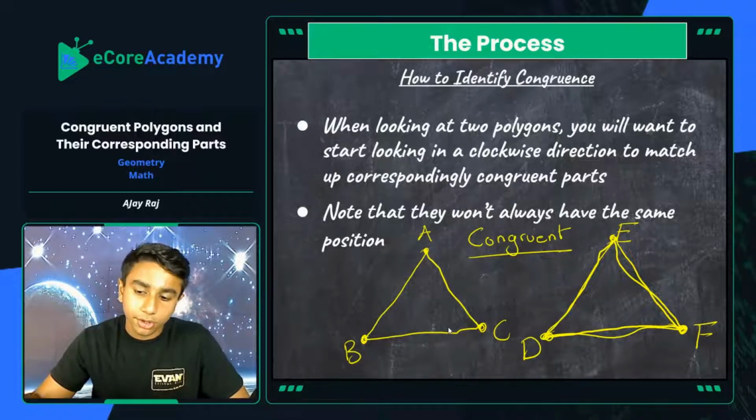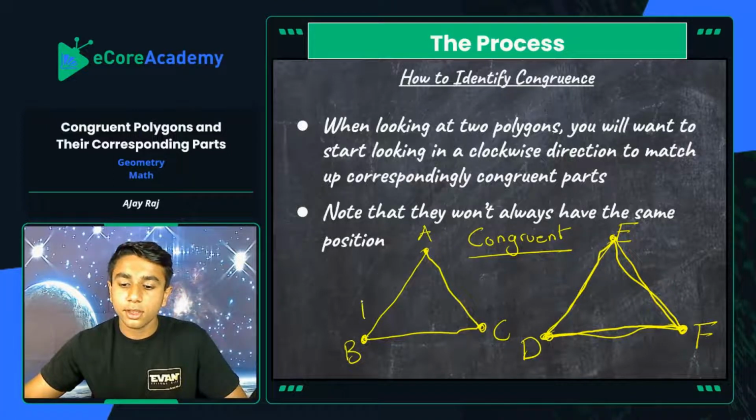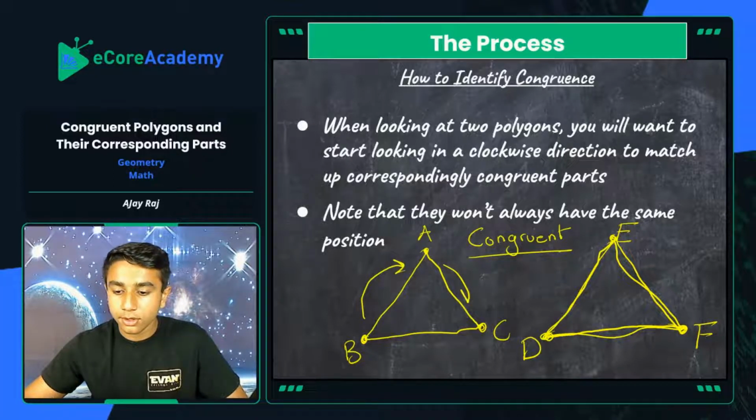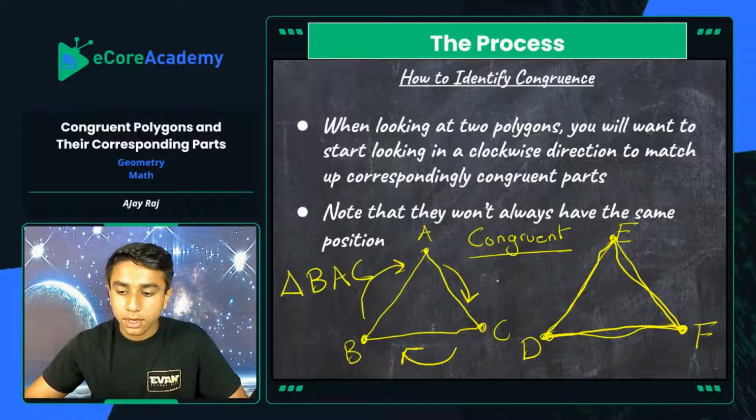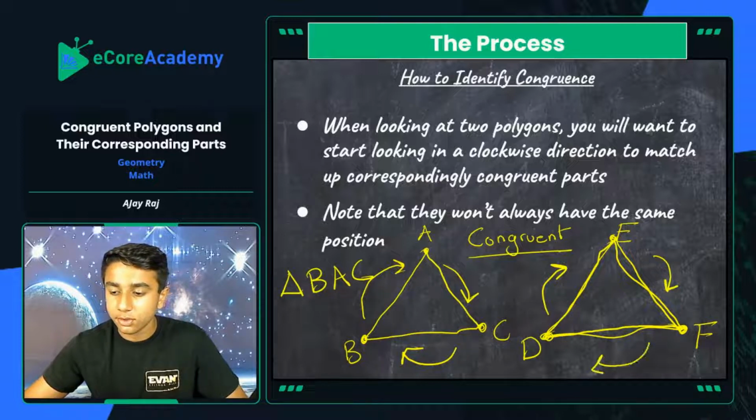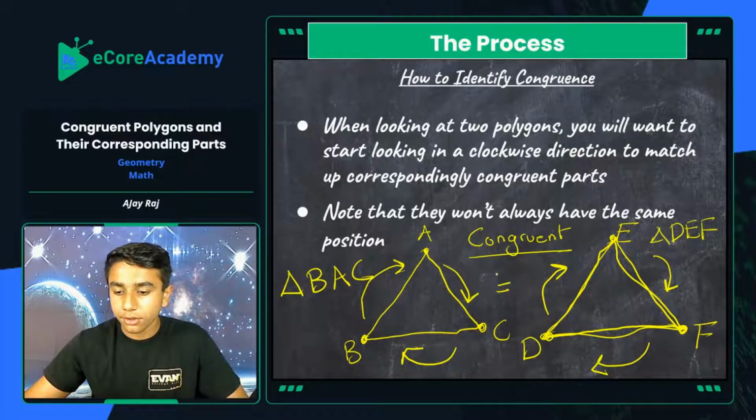So what you're going to do is look clockwise, so that's going this way, all the way around. You're going to identify the points of this triangle. So this triangle goes from B, the leftmost point, up to A, over to C. So that's triangle BAC. And then this is triangle DEF, so it's going starting from D, going to E, going to F, and then back to D. So that means that this is triangle DEF. And basically, these two triangles are congruent, signified by this sign right here.